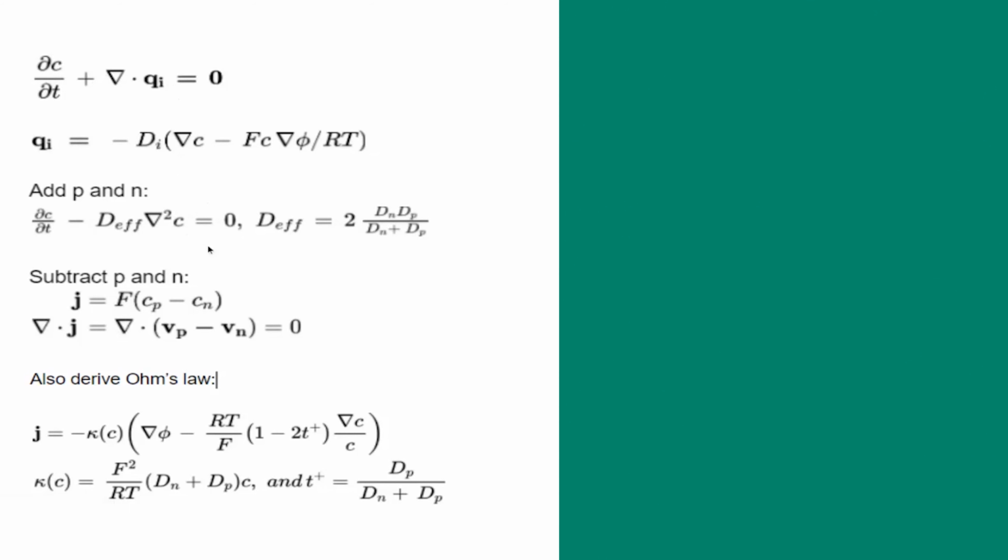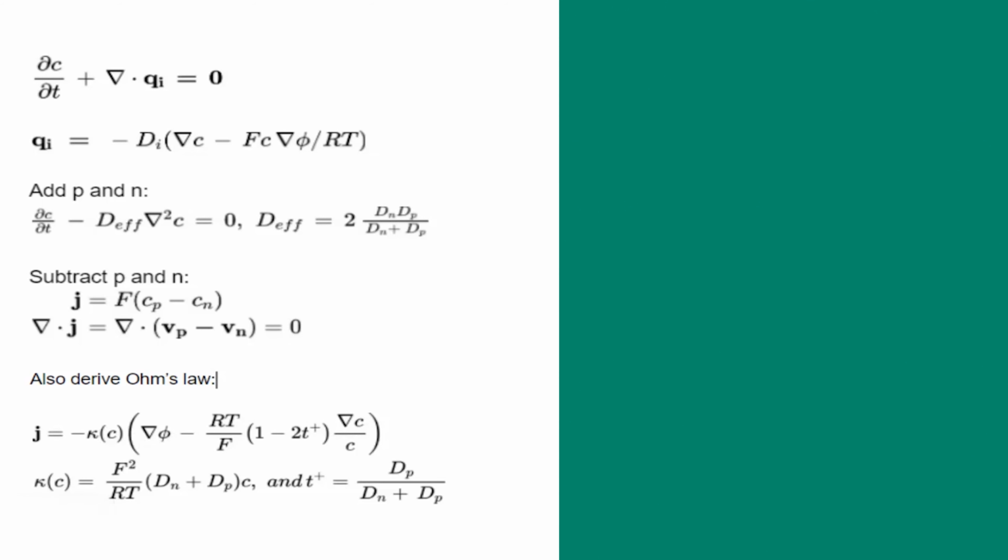The D effective can be written as 2 dN dP upon dN plus dP. If we subtract those equations and define J, the charge current density, as F times Cp minus Cn, we get the divergence of J equal to 0, which means that the current density is conserved within the bulk. We can also derive Ohm's law from this, interestingly. It is easy to see that Ohm's law can be written as kappa, the electrolyte conductivity, times the electric field, and this extra term is due to the presence of concentration gradients within the electrolyte.